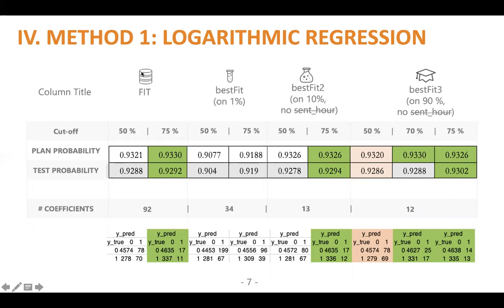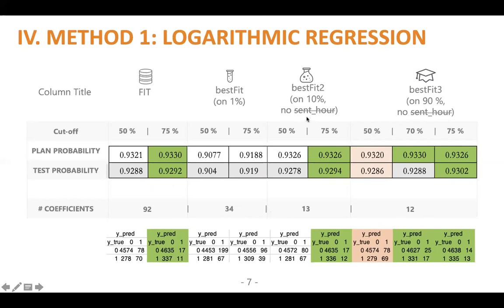So first, when we used the fit, it had 92 coefficients that included the centaur. It was hard for us to do a best fit on that because it was taking such a long amount of time that we had to only use 1% of the data. And as you can see, the 92 variables were still giving us 70 for 50% cutoff and 11 for 75% cutoff.